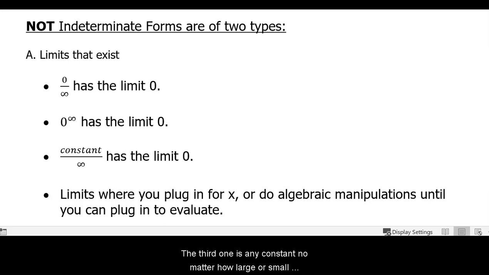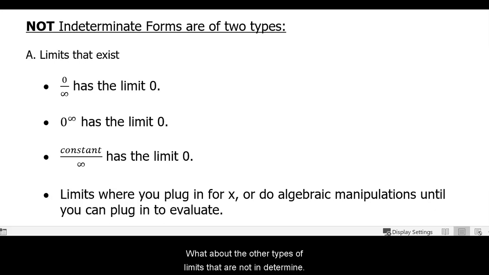The third one is any constant, no matter how large or small, divided by any form of infinity, positive or negative, has the limit of 0. You can also have limits where you plug in for x or do some kind of algebraic manipulation in order to evaluate. In these cases, the limit does exist when it is a finite real number.